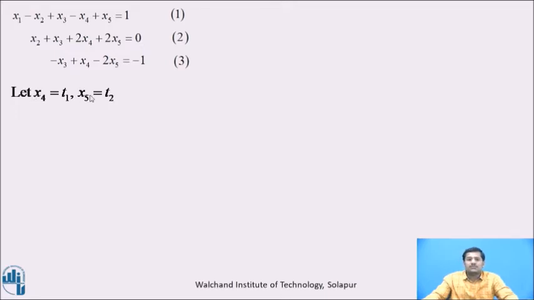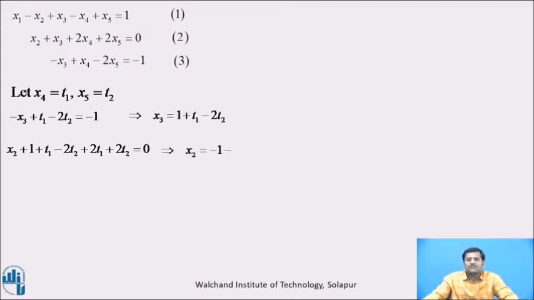Now putting the values of x4 and x5 in this equation number 3, we will get the value of x3, and that value of x3 could be 1 plus t1 minus 2 t2. Now putting the values of x3, x4 and x5 in this equation number 2, we will get the value of x2. And if we solve this for x2, x2 could be minus 1 minus 3 t1.